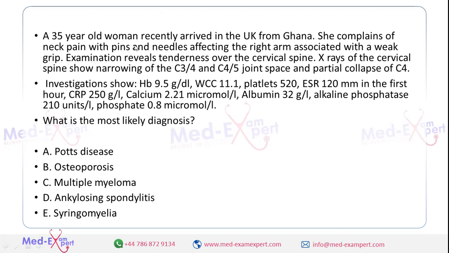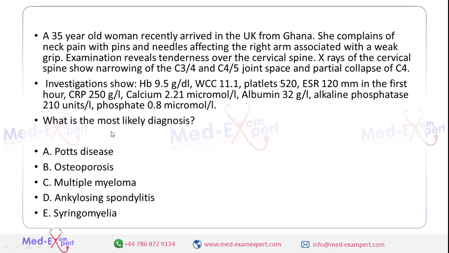Now read the question. A 35-year-old woman recently arrived in the UK from Ghana. Anybody coming from a developing country to the UK, think about infectious disease. She complains of neck pain, pins and needles affecting the right arm, associated with a weak grip. So she has a neurological issue affecting the right upper limb. Examination reveals tenderness over the cervical spine. X-ray of the cervical spine shows narrowing of C3-C4 and C4-C5 with collapse of the C4 vertebra. Investigations show hemoglobin of 9.5, normal WBC count, slightly higher platelets, very high ESR and CRP, normal calcium and albumin, alkaline phosphatase slightly higher, phosphate on the lower side.